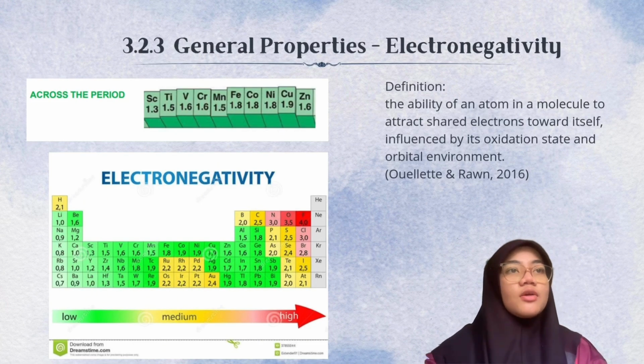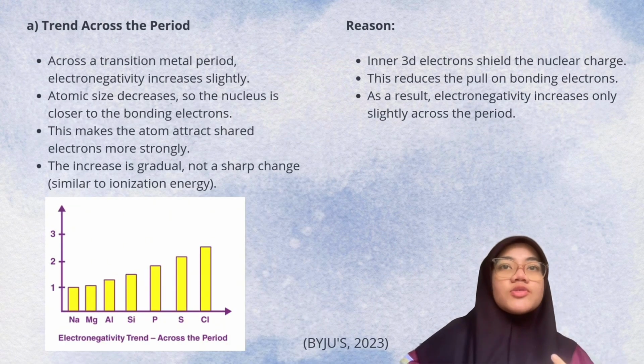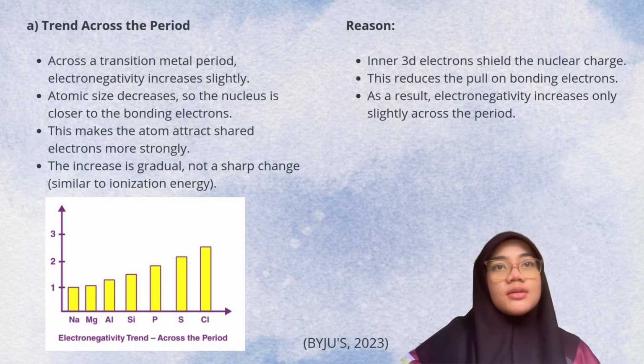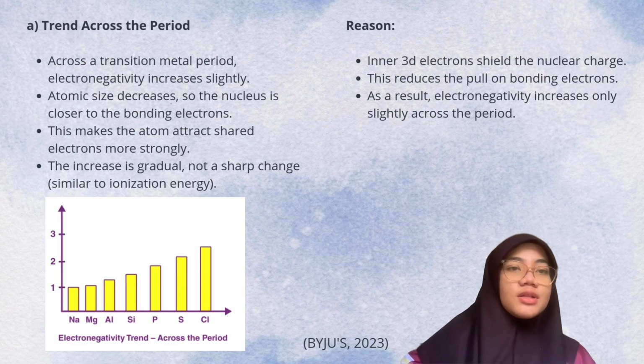It is the ability of an atom in a molecule to attract shared electrons toward itself, influenced by its oxidation state and orbital environment. Across a transition metal period, electronegativity increases slightly, and as atomic size decreases, the nucleus is closer to the bonding electrons. This is due to the presence of inner 3d electrons that reduce the effect of increasing nuclear charge, and this limits the increase in electronegativity across the period.